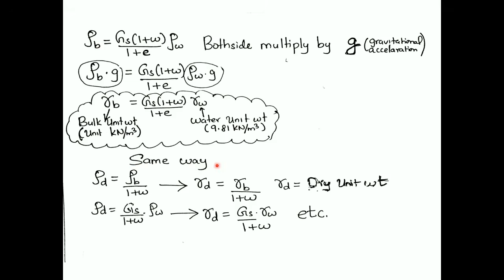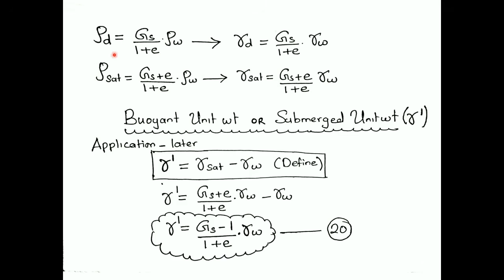In the same way, rho d is equal to rho b over 1 plus w, which changes to gamma d equals gamma b over 1 plus w. Instead of rho, we substitute gamma on both sides. Gamma d is the dry unit weight. Rho d is equal to Gs over, and in all these equations, instead of rho on both sides we can substitute gamma. Same way for rho saturation, it becomes gamma saturation, with gamma w instead of rho w.